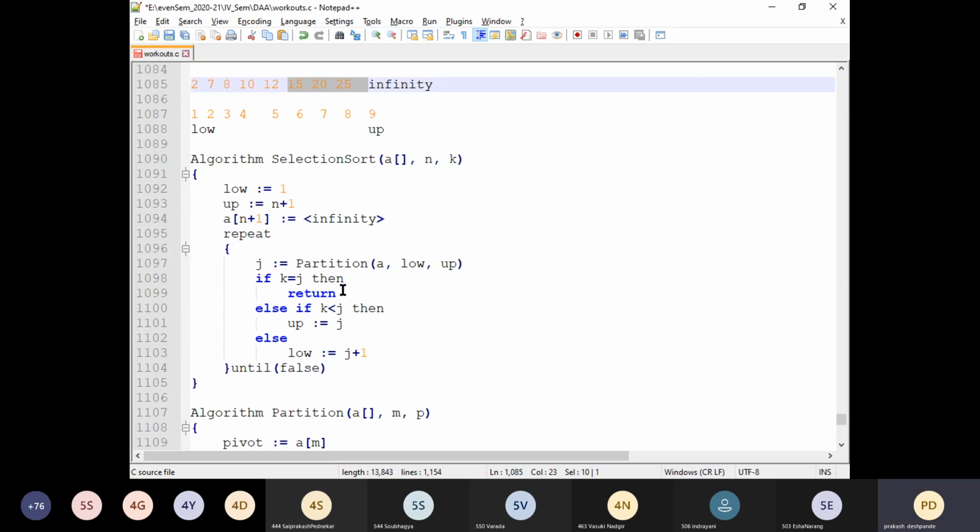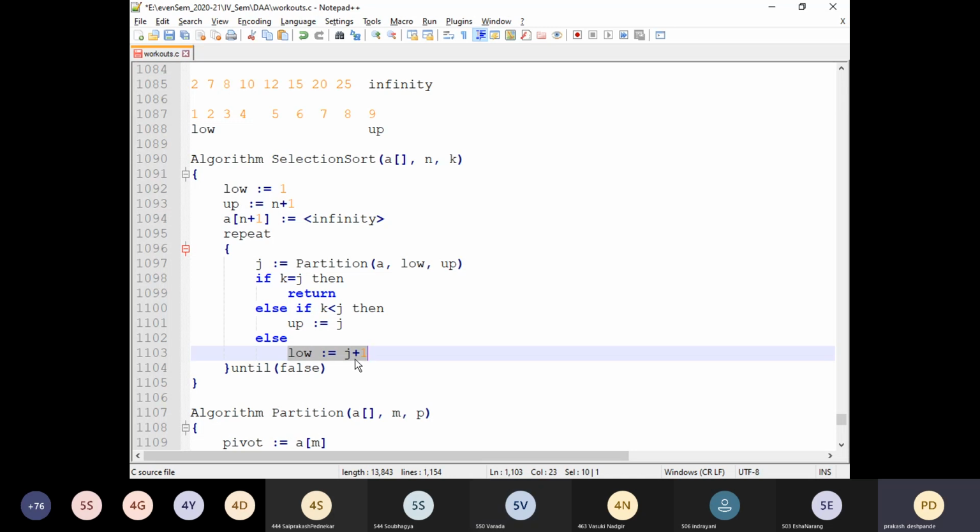So if you look at this algorithm, how it is working, it is dividing at a position called j. If j is the required k value, then we have found the solution. If not, move on to the left side or the right side by updating accordingly the up value or the low value. Understanding, students?